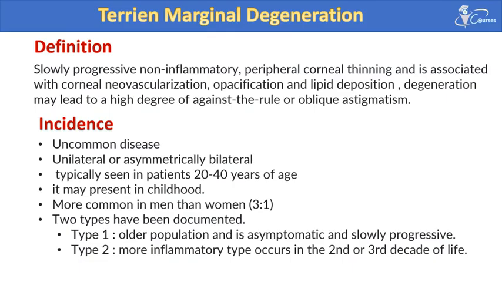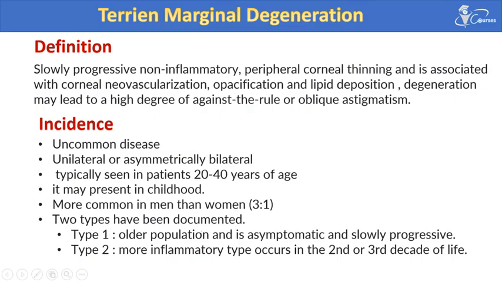The incidence, this is an uncommon disease. It is usually unilateral or asymmetrically bilateral. It is typically in patients between 20 to 40 years of age. This appeared before in the ICO exams. It may be present in childhood, and it is more common in men than in women. This was also asked before in the ICO exams.